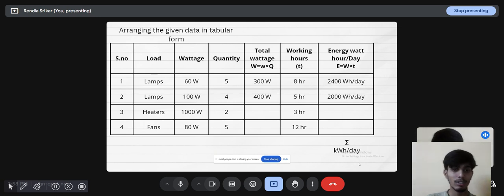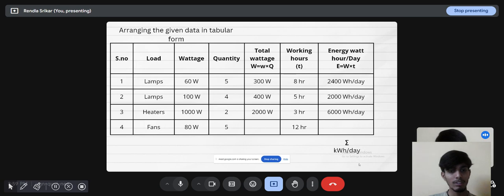Heaters. Moving on to heaters. The wattage specified is 1000 watts and the quantity is 2. So we will be getting the total wattage as the product of 1000 into 2, that is 2000 watts, and energy watt hour per day, which is 2000 into 3, which is 6000 watt hour per day.